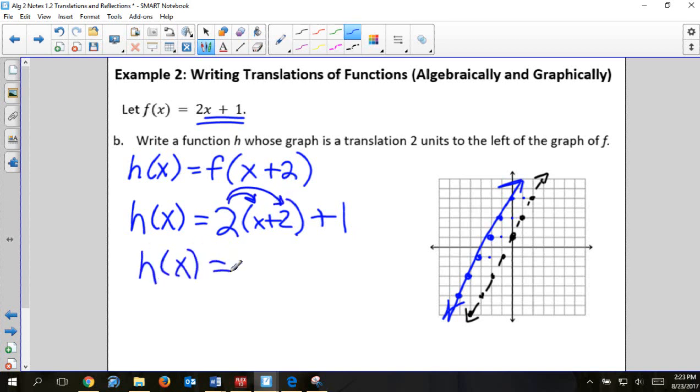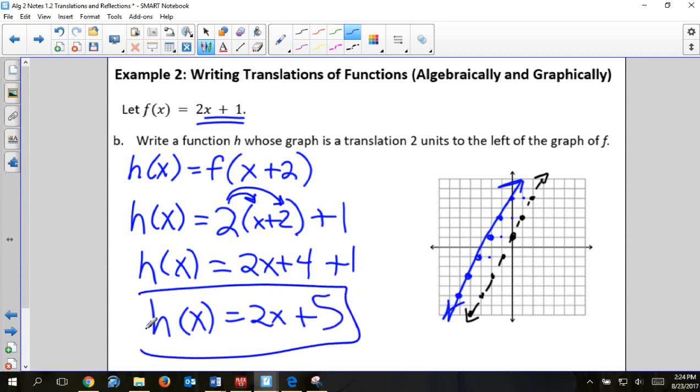Aren't I such a good student? 2x plus 4 plus 1. And then from there, is there anything else that we could simplify? Yes, David? Add 4 plus 1. Yeah, 2x plus 5. And if we look at the graph, does our graph cross the y-axis at 5? Yes. So we know we did it right, graphically and algebraically. All right. Moving along. So much fun.